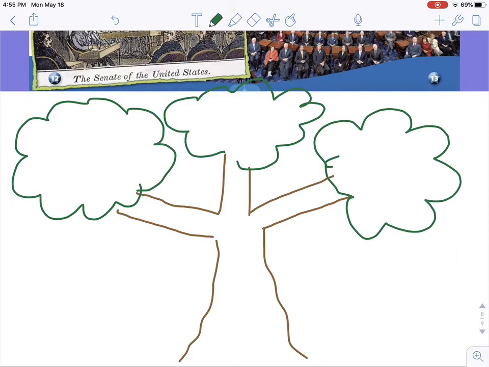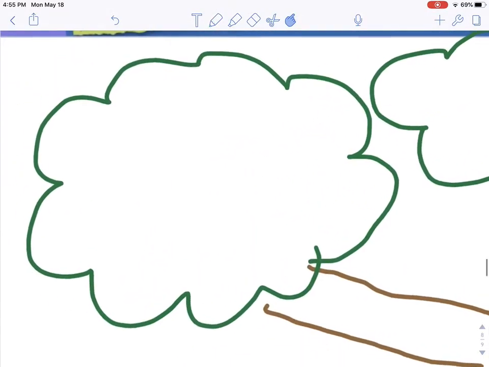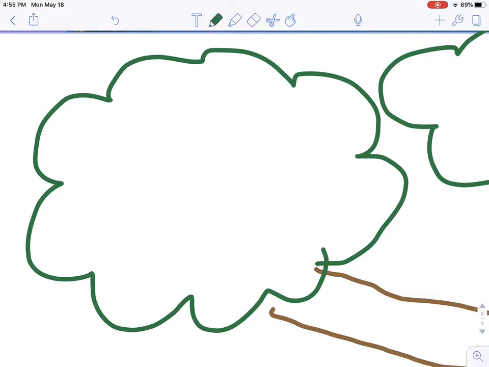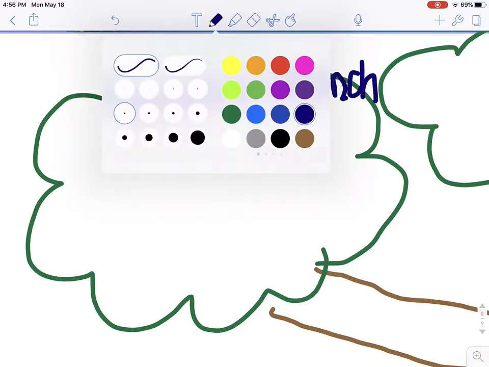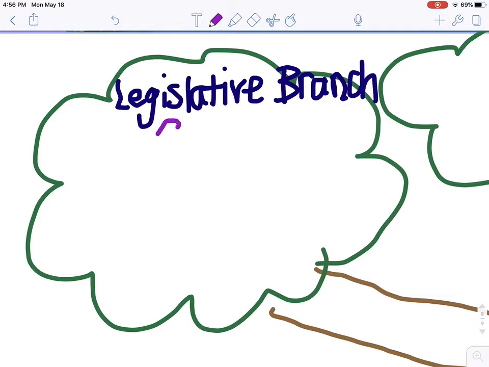Okay, and today we're going to focus on the legislative branch. The other 2 branches we'll do next time. So I'm actually going to zoom into just one branch, just so it's easier for me to write, but you don't have to do that, obviously. Okay, so over here, I'm going to write, and I hope my writing isn't too messy, legislative branch. Okay. And the main people in this branch are Congress. So I'm going to write Congress underneath.